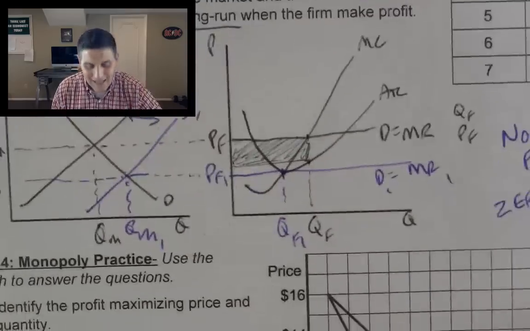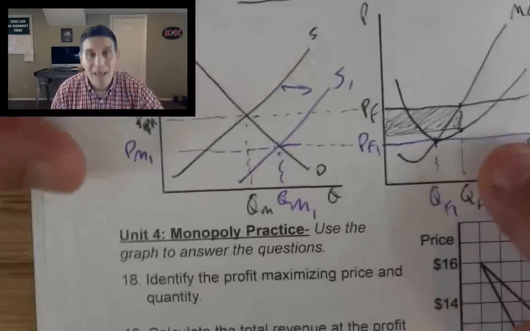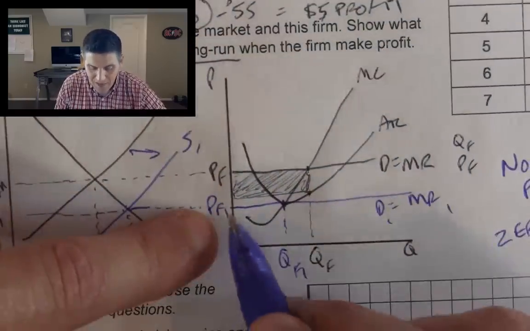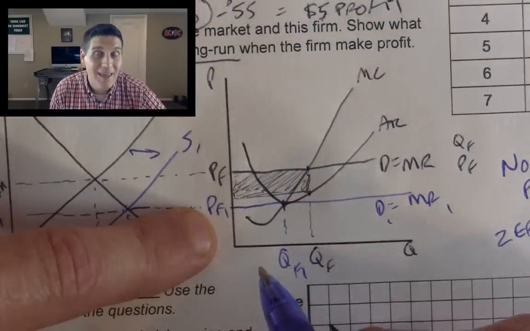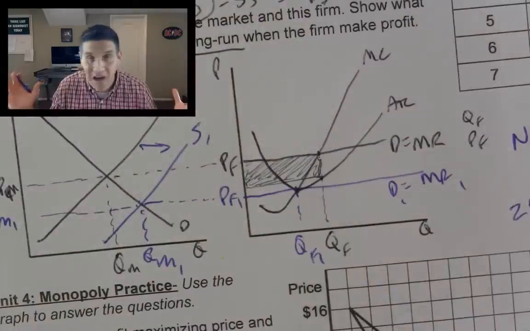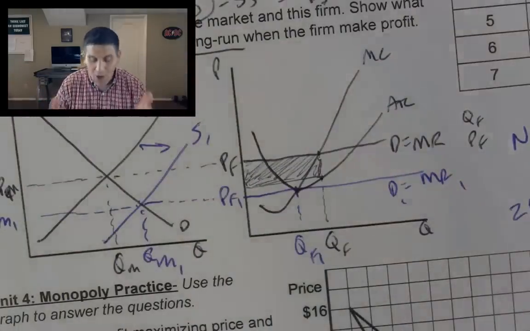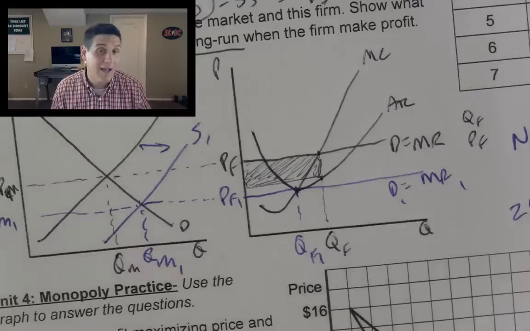Something else you might see is the idea of accounting profit. They are making accounting profit. So at PF1, this firm is making accounting profit. How much is that? I don't know. We're not accountants. We don't care. We do know that they're making accounting profit, but they're making zero economic profit.